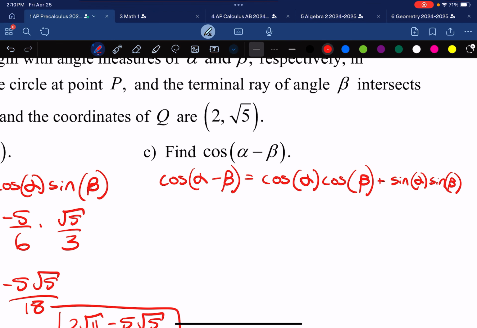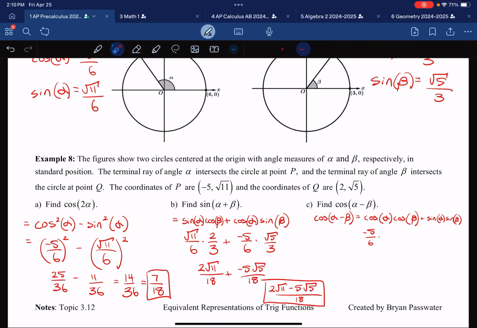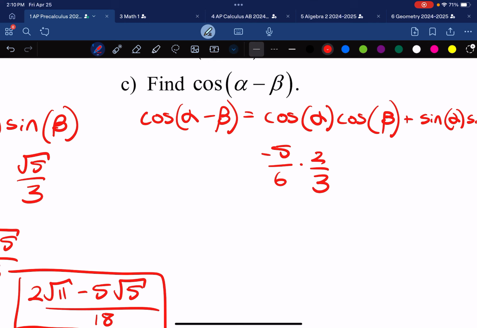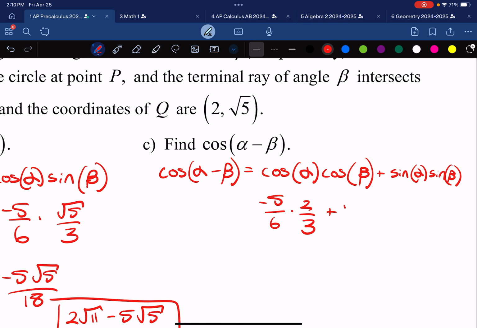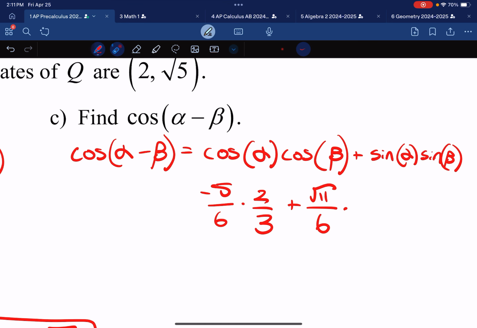All right, so I need to use all of that. Again, I just need to plug it in. What is cosine of alpha? Zooming out. Cosine of alpha is negative 5/6, times cosine of beta. Cosine of beta is 2/3. Plus sine of alpha, which is square root of 11 over 6, times sine of beta. Sine of beta is square root of 5 over 3.